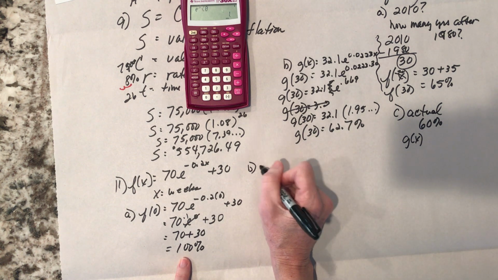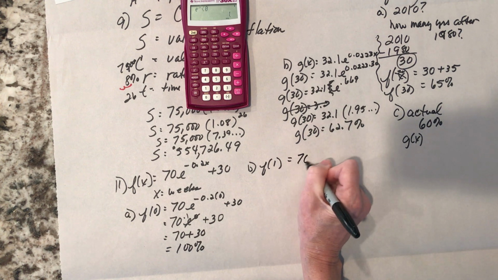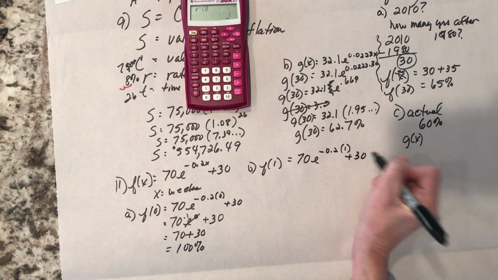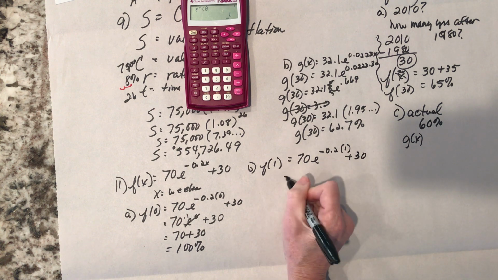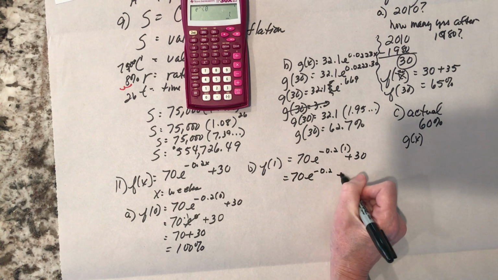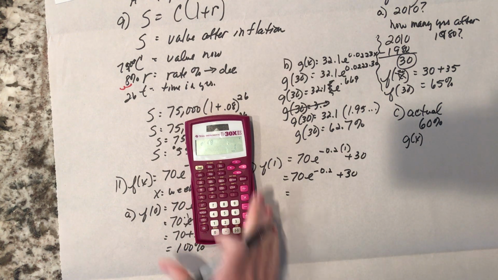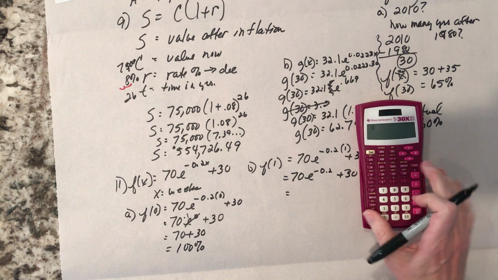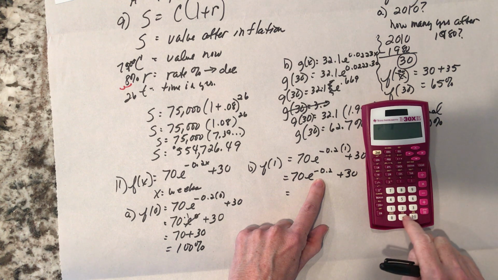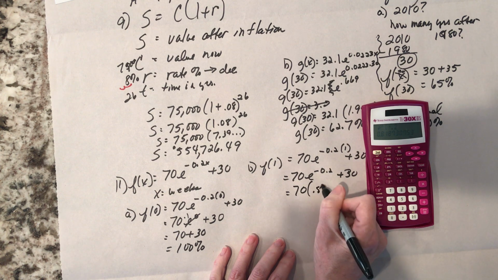B says to substitute 1, so we're looking at f(1), meaning 1 week after you learned this material. So 70 times e raised to the negative 0.2 times 1, plus 30. After 1 week's time, negative 0.2 times 1 is negative 0.2. Let's see what we can do with this. e to the negative 0.2 equals that. So we have 70 times 0.818.